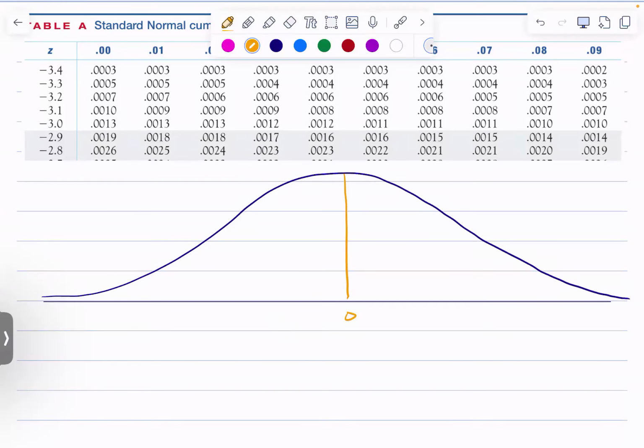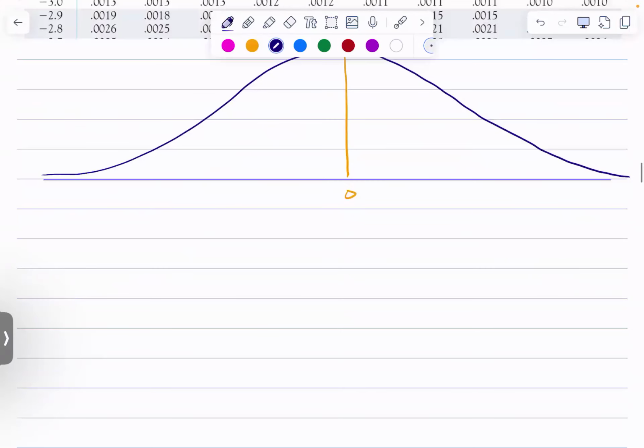Let's use a different color, no one-trick pony. Pink means it's important, or I just want it to stand out. So here I'm on my scale of Zs.